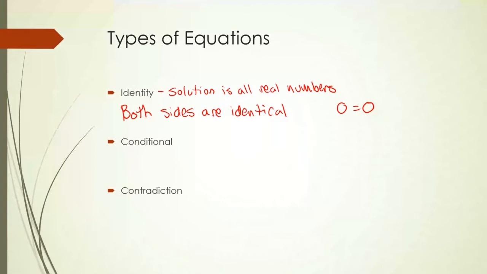The next type of equation is called a conditional equation, and that's where you actually get a number for x. So when you solve, you get x equals some number. That's the most common type of equation, and your solution is whatever that number is. And then we have the contradiction, where you get something that's false when you're solving.